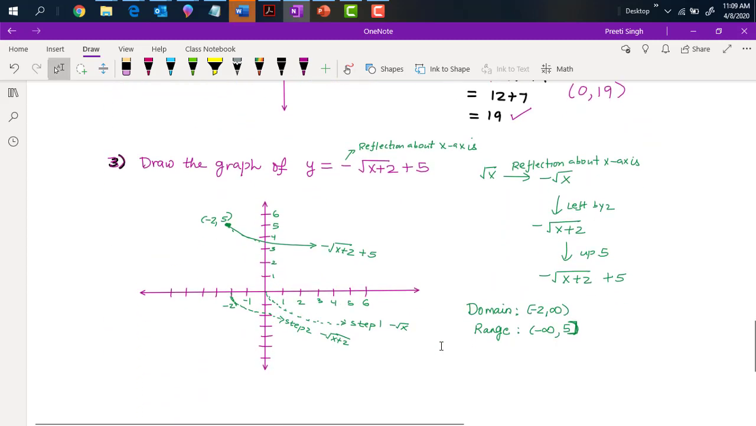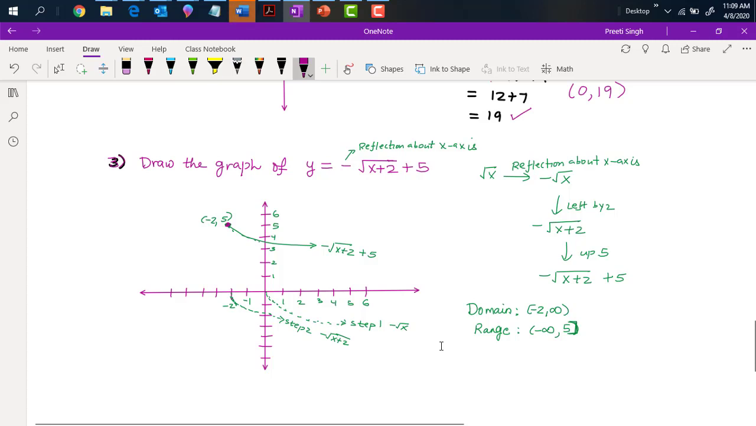Okay, the next one is: draw the graph of negative square root of x plus 2, plus 5. So again, I see 3 kinds of transformations. It is reflected about the x-axis because the negative is outside. Then it has shifted to the left by 2 and up 5. I have drawn all these right here. Reflection, first step. Second step, shift to the left. Third step, shift up. So this is your graph right here, negative square root of x plus 2, plus 5.